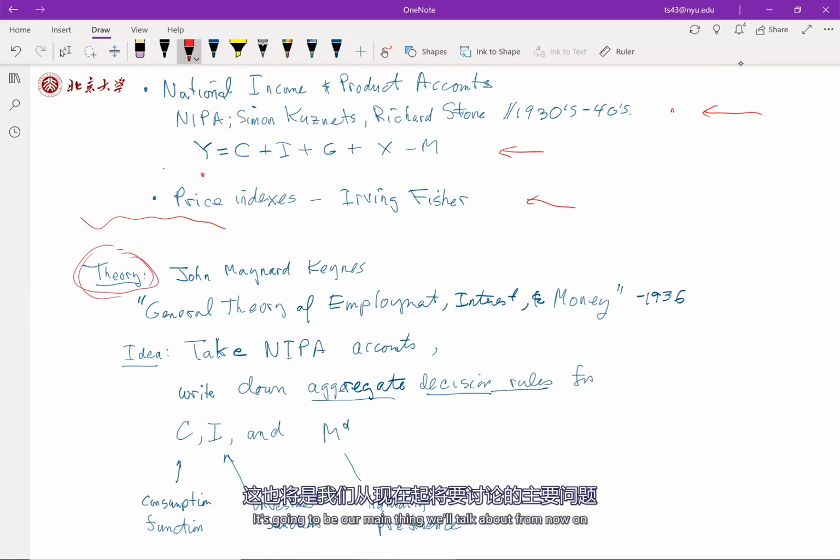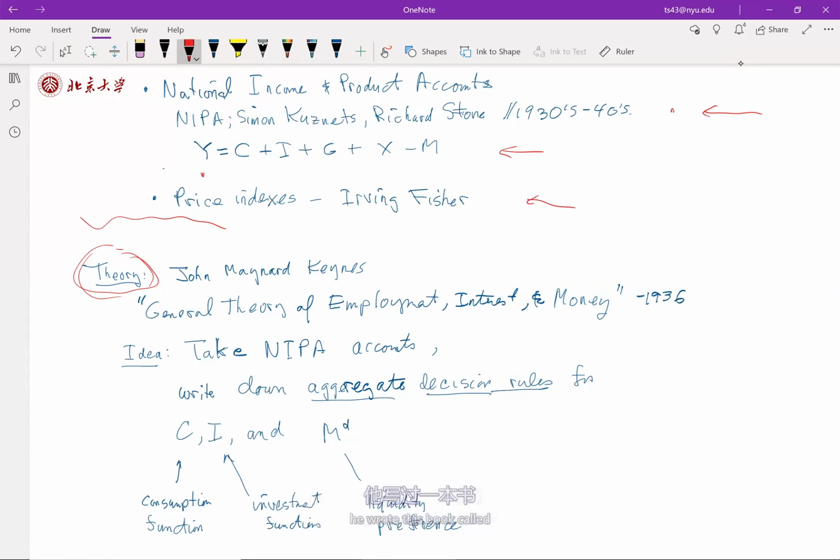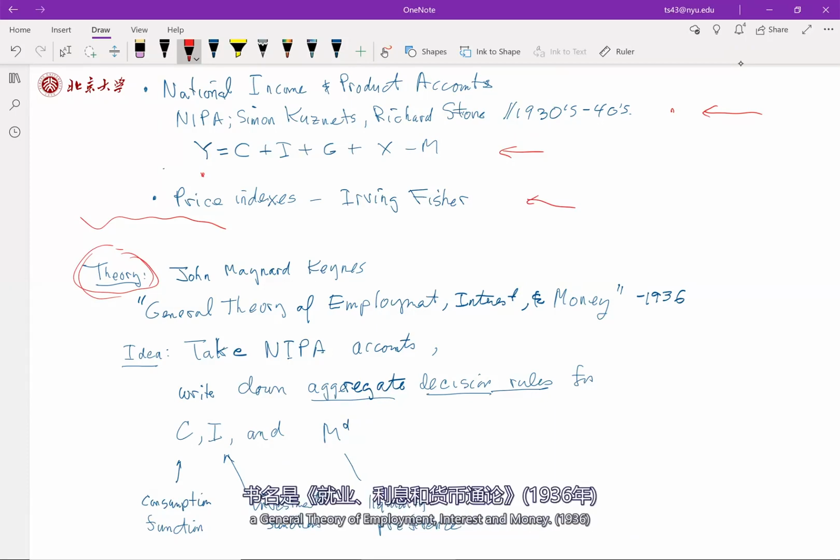It's going to be our main thing we'll talk about from now on, but it's going to be very much based on the measurements, because a good way to think of Keynes is, he wrote this book called A General Theory of Employment, Interest, and Money, 1936. You could ask yourself, it's very bold, why did he use the term general theory?